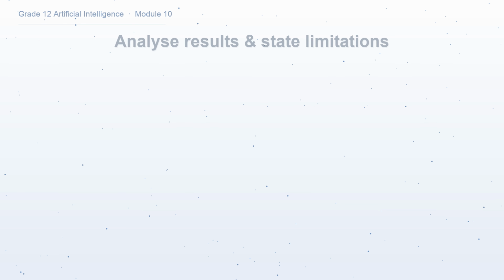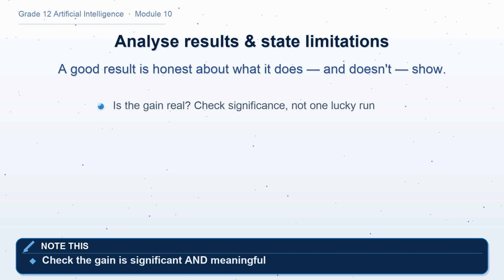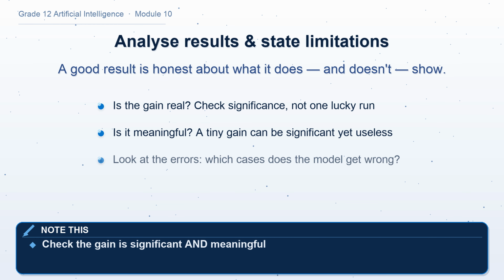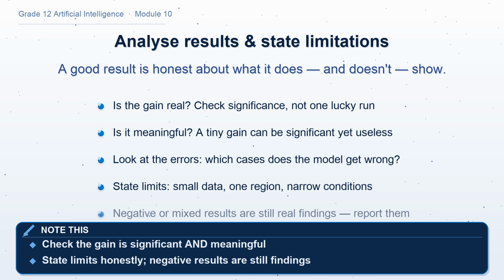Once you have numbers, analyze them honestly. First ask whether the gain is real. A significance check tells you the difference is unlikely to be chance, not just one lucky run. Then ask whether it is meaningful, because a tiny improvement can be significant yet too small to matter in practice. Look closely at the errors. Which cases does the model get wrong, and is there a pattern? State the limitations plainly. Maybe your data was small, from one region, or gathered under narrow conditions. And remember that a negative or mixed result is still a real finding. Reporting it honestly is part of good research.